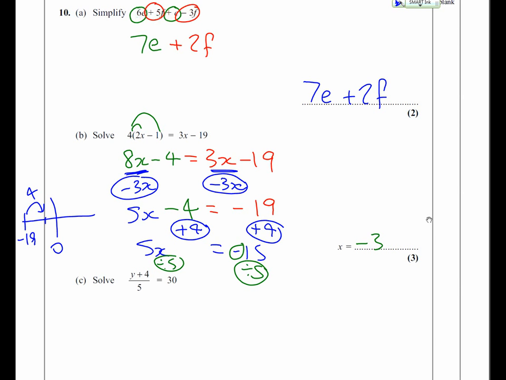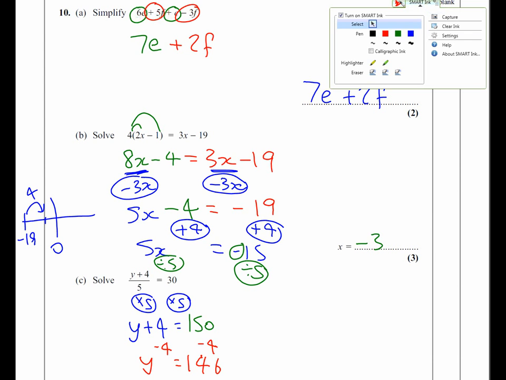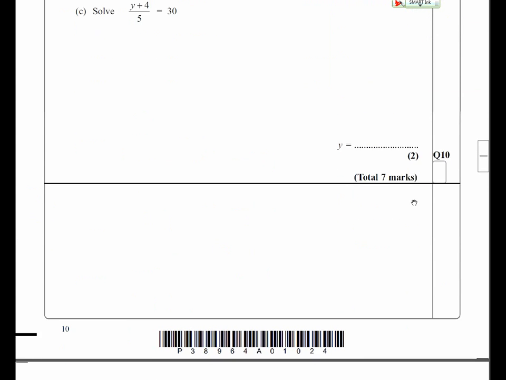Okay, next one. Solve that. Well, times it by 5. Our aim now is to get y on its own. So you're left with y add 4. 30 times 5 is 150 because 3 times 5 is 15. Add a 0. Take 4 from both sides. And you get y is 146. Okay. Clear the ink.